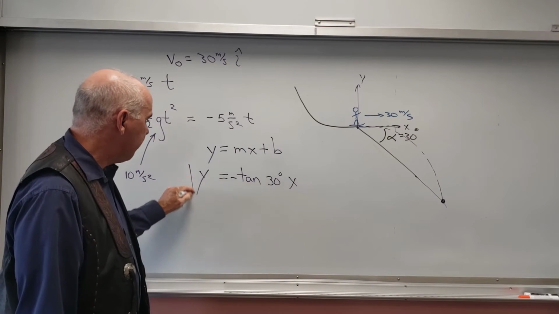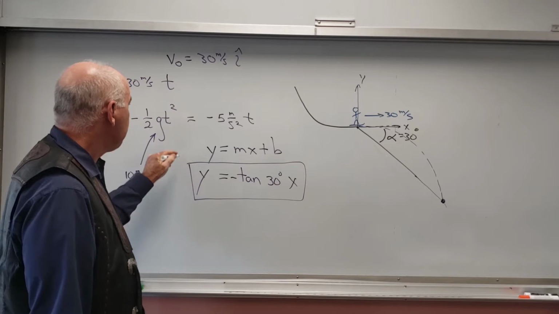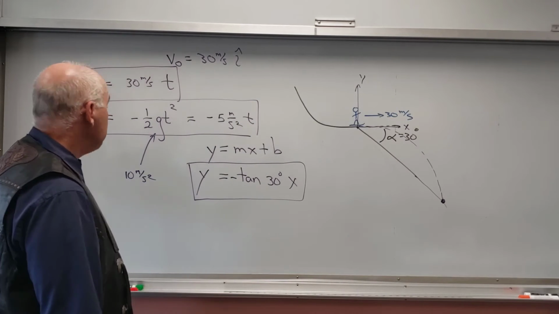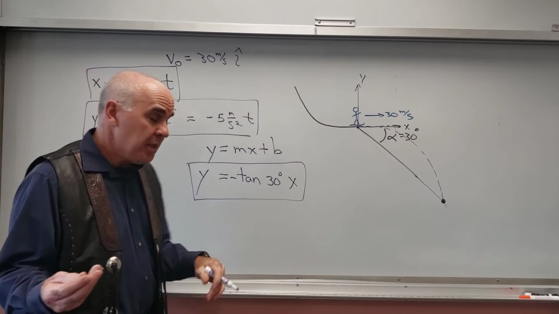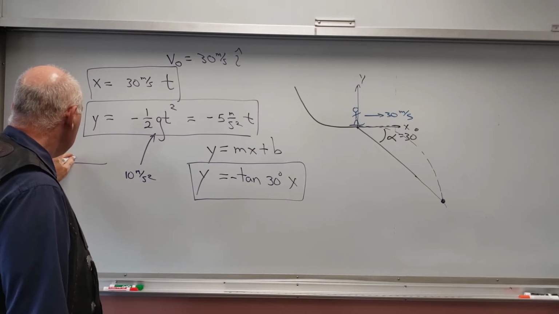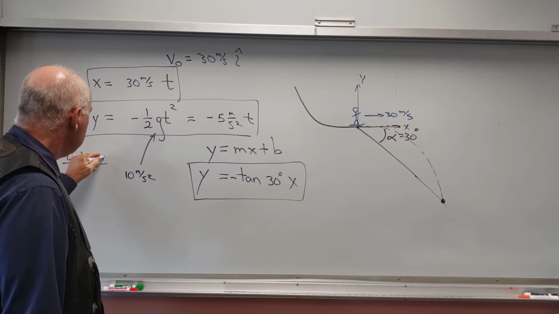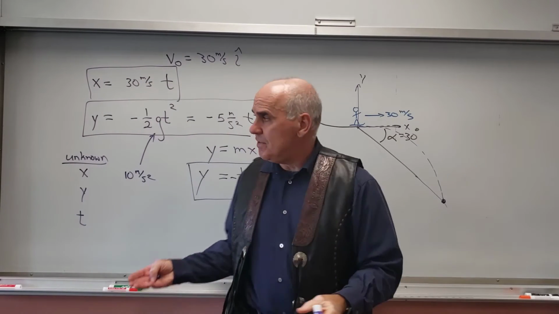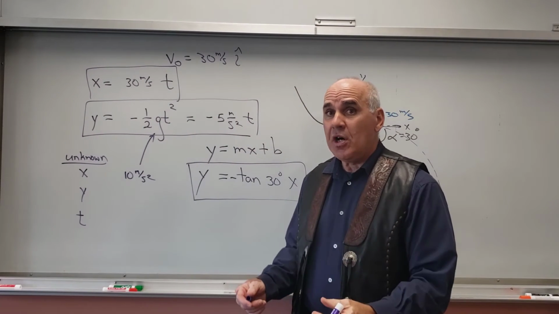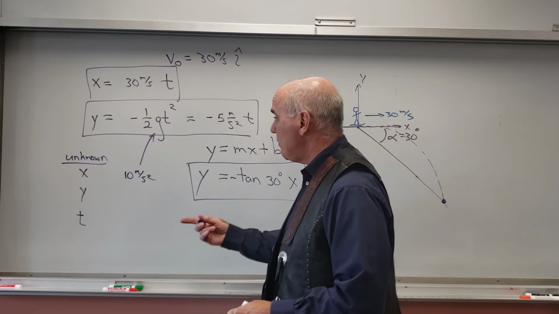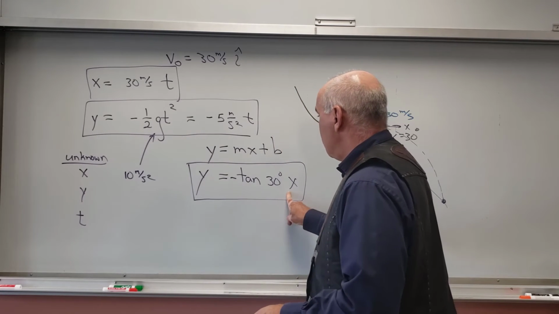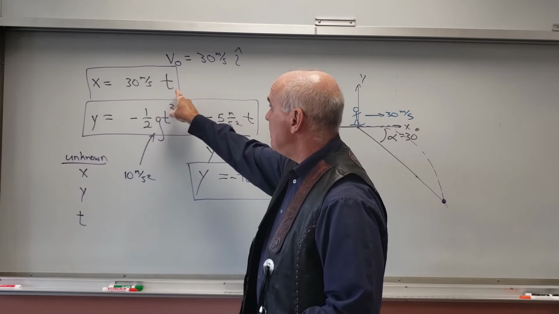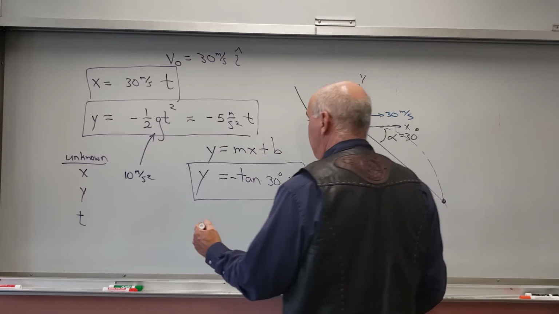And so what do I have now? I've got one equation here, one equation here, and another equation here. I have 3 equations, but I've got, as unknowns, x, y, and t. So I have 3 equations and 3 unknowns. And we can solve for that system of equations. So I could put y equals minus tangent 30 x. I could put that in here. x equals 30 meters per second t.